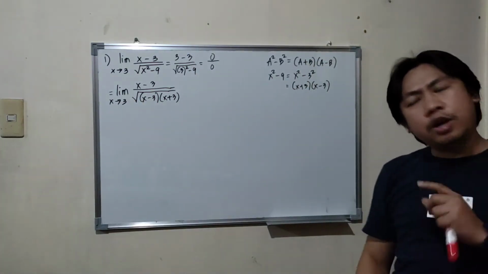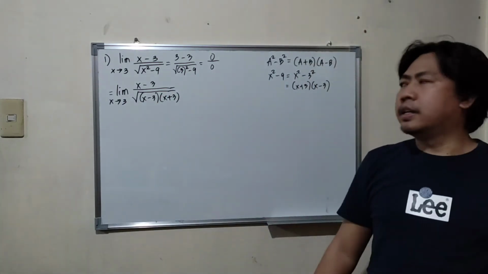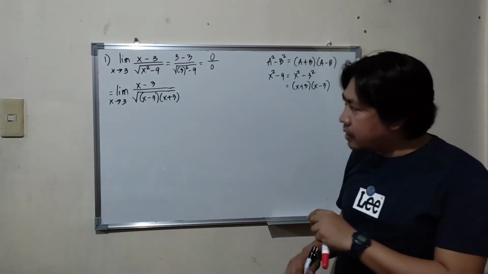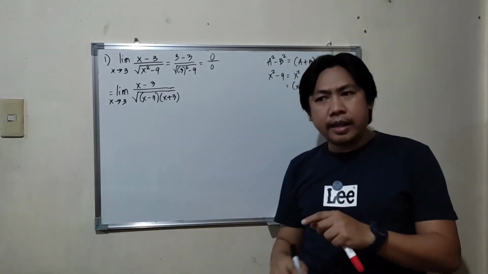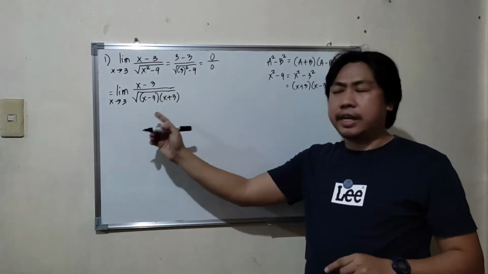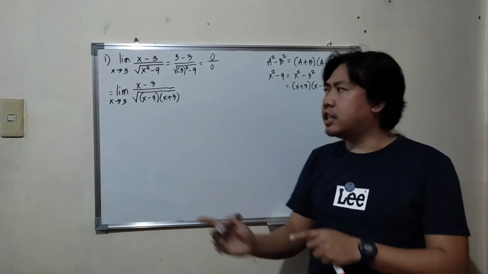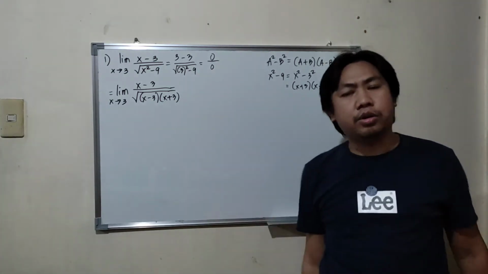Kung mapapansin nyo, parehas yung term natin, x minus 3 and x minus 3, so pwede nating makancel to. Laging ang objective natin kapag indeterminate, kailangan makancel yung term na x minus 3 kasi magiging 0 nga yun kapag sinubstitute natin yung 3 minus 3. So, tanggalin dapat natin yung 0 sa denominator.